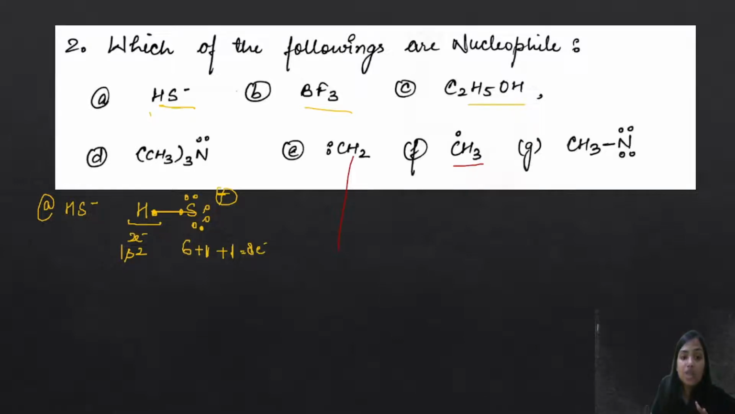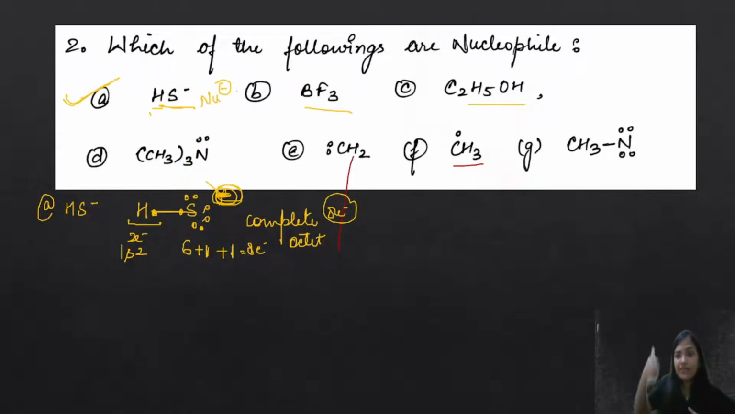So its octet is complete. This is a negative charge. Please don't be confused, this is negative. So this has a complete octet, it is an 8 electron species, and it is said to be nucleophilic in nature. Yes, we would say that you are nucleophilic. Done.